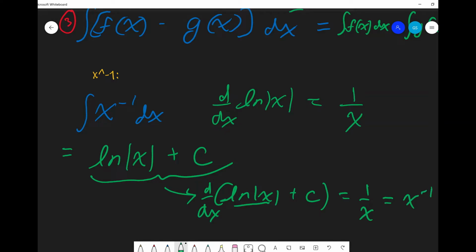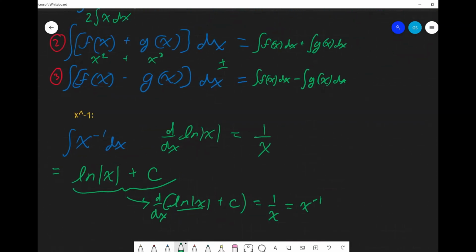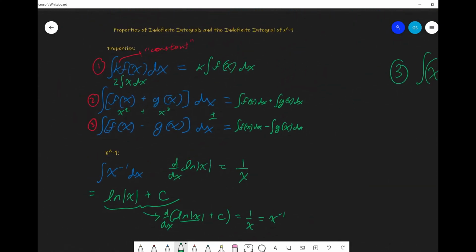So that's basically it. I'm sure there's a proof out there to further illustrate this, but I'm just not going to bother showing the proof. But that is basically the integral of this. So let's do some practice based on what I've showed you.